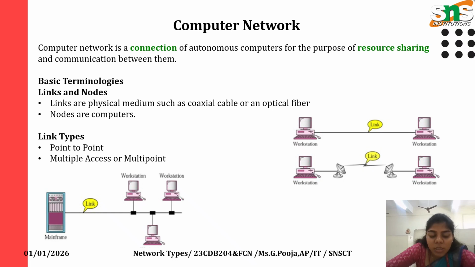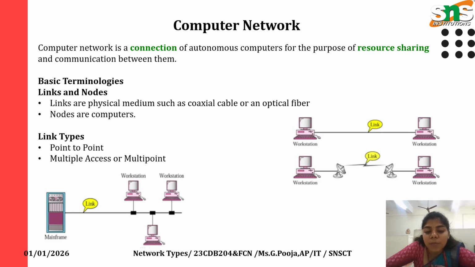The basic terminologies that we will be using in the further videos, or which come along in the syllabus, are links and nodes. Links are the physical medium, such as coaxial cables or optic fiber, which helps in transmitting the data, or which acts as a transmission medium. And the nodes are the computers. A network is something where a number of devices are interconnected with each other, and these devices are known as nodes.